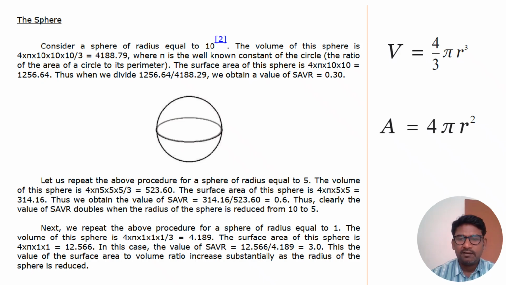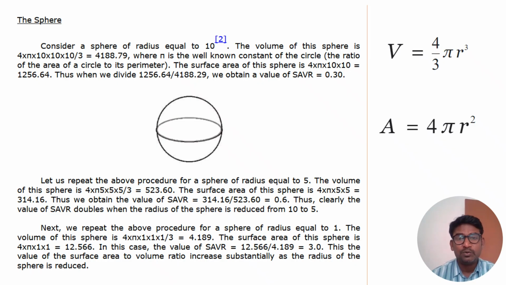Similarly, we can calculate the surface area to volume ratio for a sphere. In this case, the volume formula is 4 by 3 pi r cube and the area formula is 4 pi r square. Consider a sphere of radius equal to 10. The volume of the sphere is 4 by 3 pi r cube, right? So we can substitute 10. When we substitute 10, we will get 4188.79.